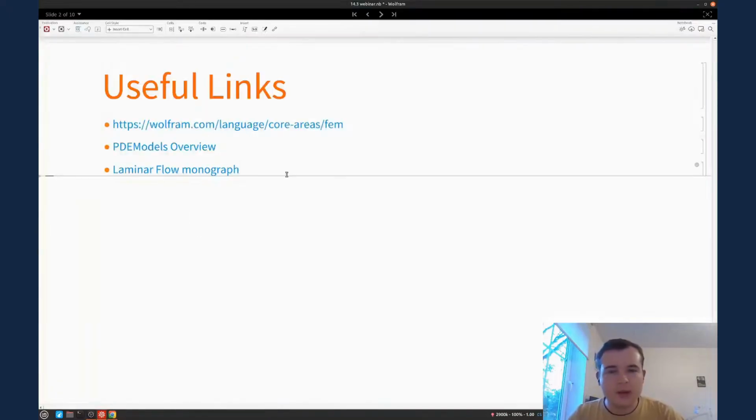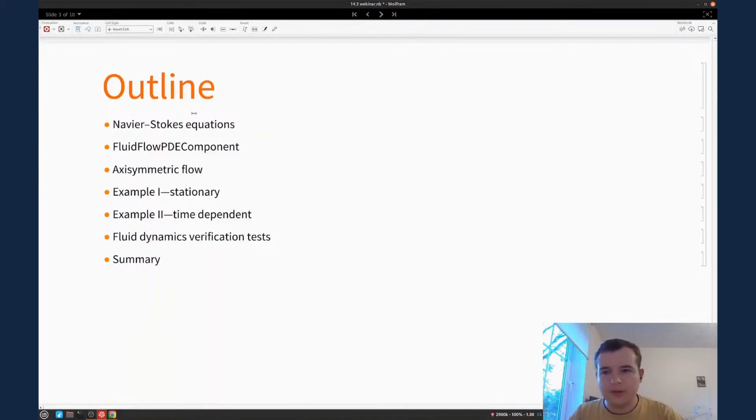So now let's go back to the new features in the Wolfram language, and the most important feature for fluid dynamics that we have in the new version is the axisymmetric flow. So this is what we are going to discuss in this talk. But since I'm not sure if all of you are familiar with the fluid dynamics, I would like to start from the Navier-Stokes equations, which are the most important equations in the fluid dynamics.